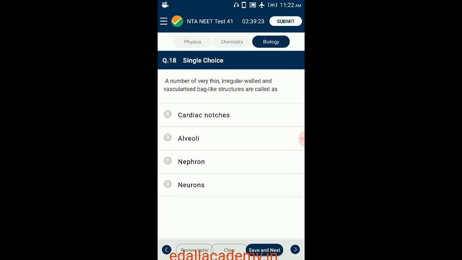Question number 18. A number of very thin, irregular walled and vascularized bag-like structures are called as. Each lung performing gaseous exchange consists of small balloon-like units called alveolus. The alveolus is lined by simple squamous epithelium. There are around 480 million very thin, irregular walled, vascularized bag-like structures called alveoli in the human lungs. So the answer for this question is option B, alveoli.